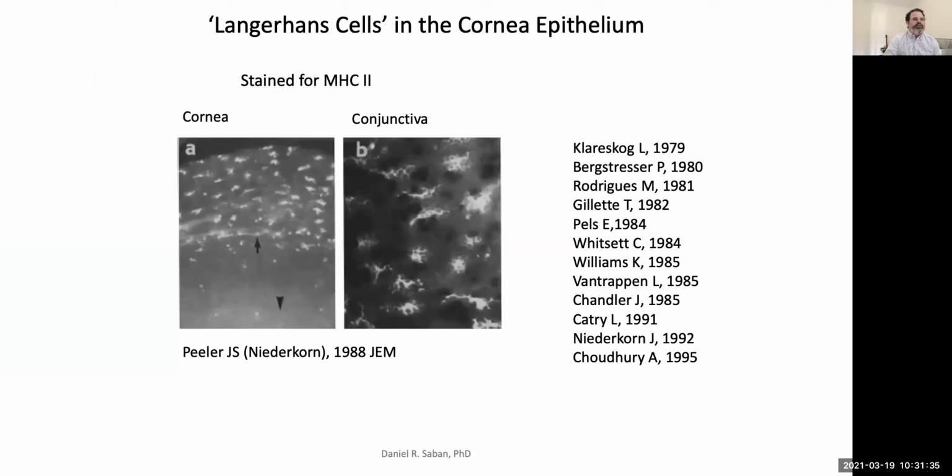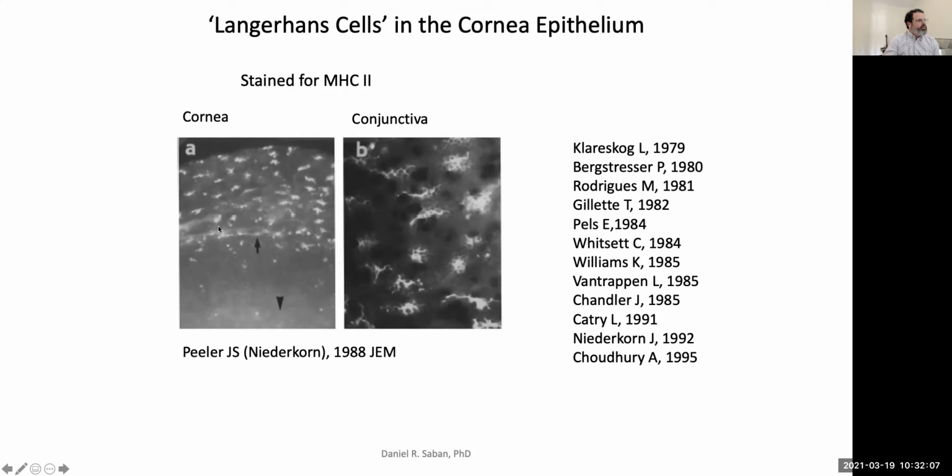So this is an interesting topic because early on in the 70s, 80s and even into the early 90s, there was something curious about the cornea that was picked up on, which I'm showing you here. If you were to stain for MHC class 2, whether it's IA, IE, or both, what Niederkorn et al. are showing here is that in the cornea, you have very few. So this is a cutout cornea. I believe it's probably a mouse.